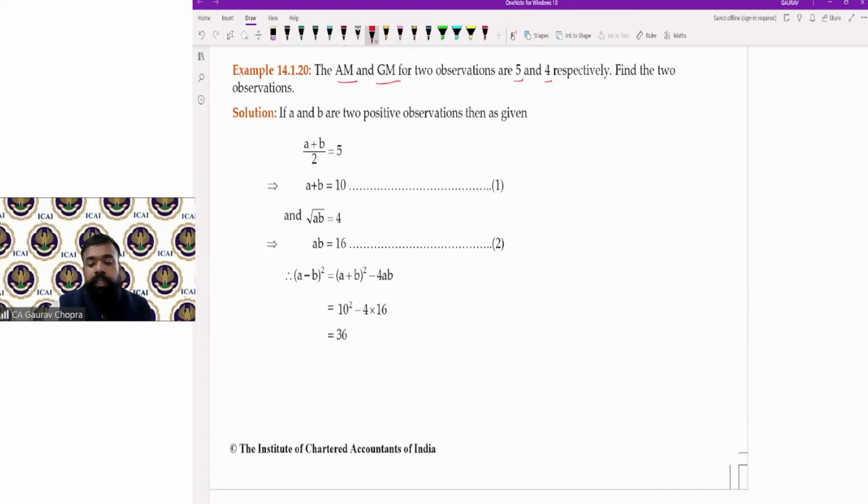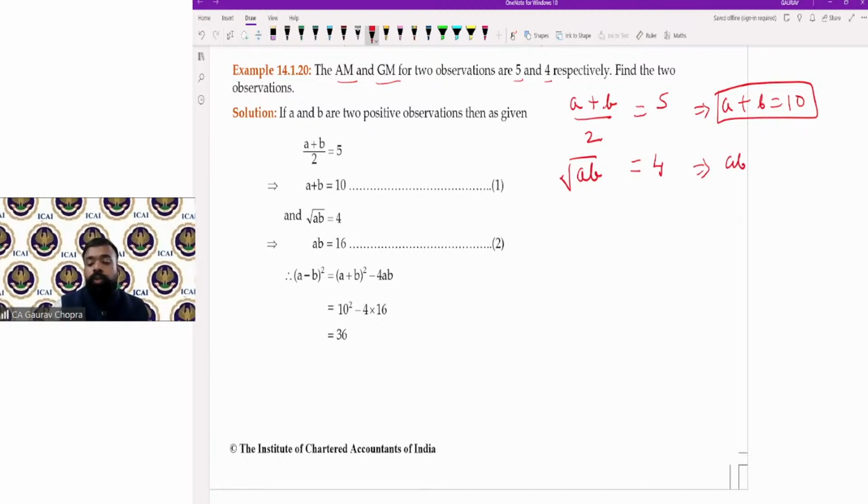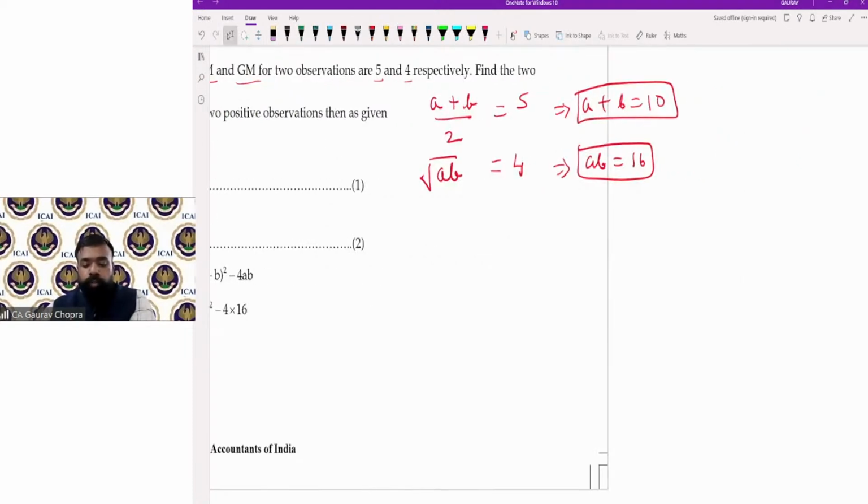So for arithmetic mean, let's take the two numbers as A and B. So A plus B upon 2 gives you 5, and square root of A multiplied by B is equal to 4. Now you have to simplify this and get the result. But this method is lengthy. In such a case, always use the option method. So let's say options are given to you, and then we have to solve.